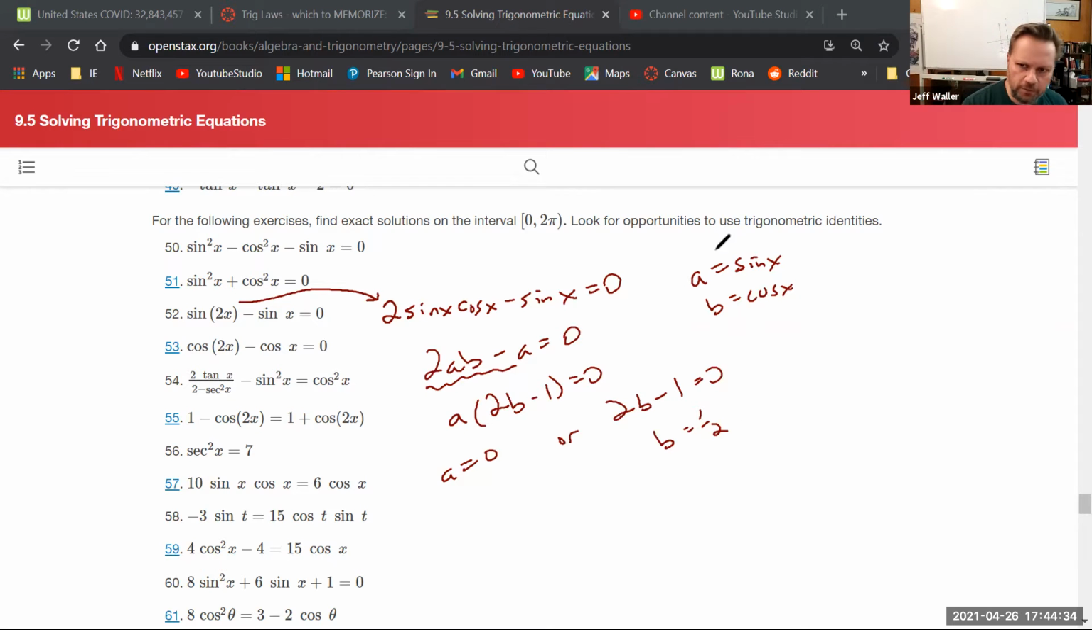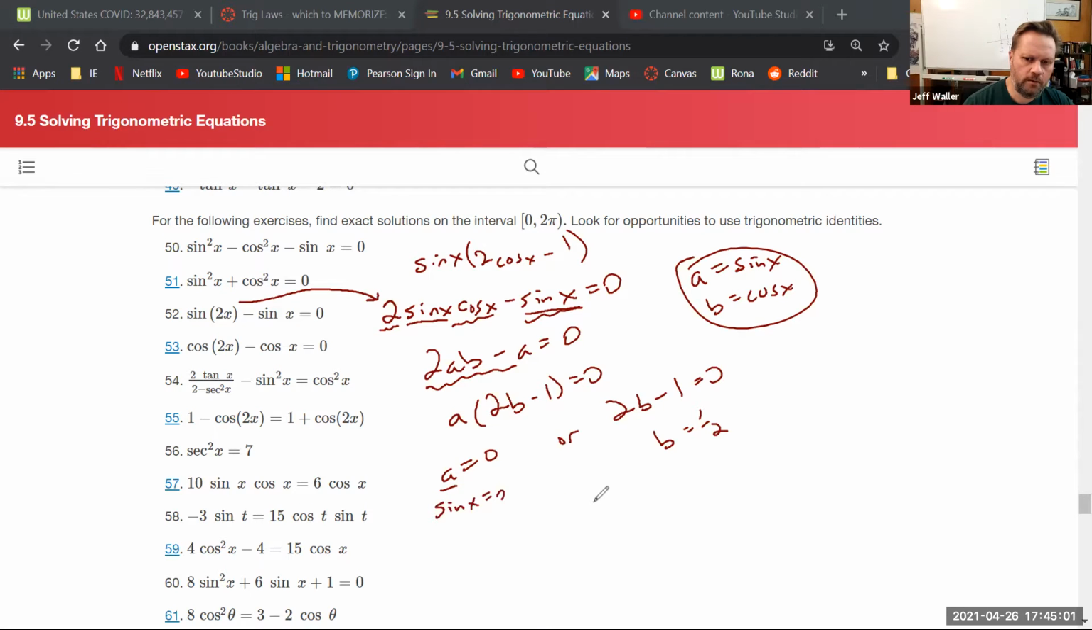So this is a cool little trick. You can just see that there's a sine in both, so you could just take a sine out and then you're left with 2 cosine x minus 1, which will lead us to the same place. I called a sine x, so sine x equals 0, or b, cosine x, equals 1/2.